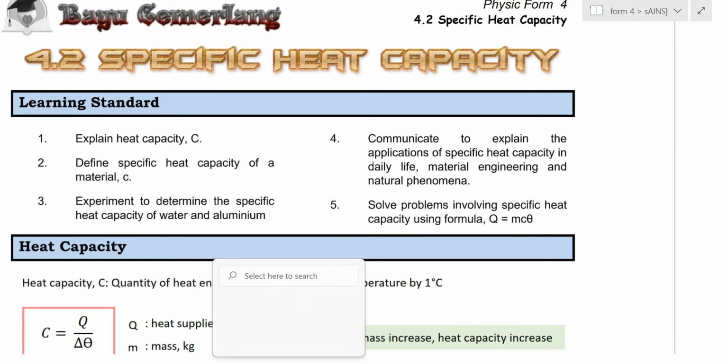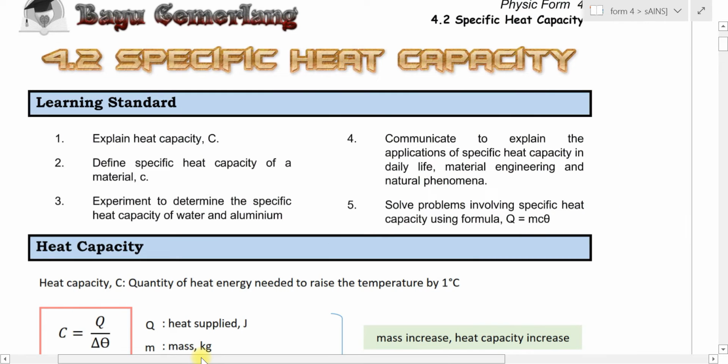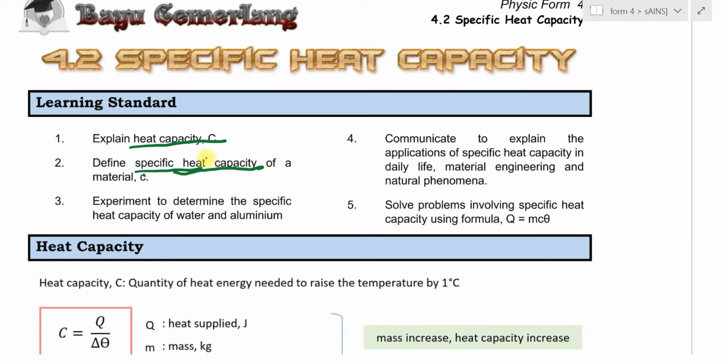Okay, 4.2 specific heat capacity. Okay, got 5 learning standards that you need to master. First thing is you must know how to explain heat capacity, and then you must know how to define specific heat capacity of a material. Okay, heat capacity lain, specific heat capacity tu lain.